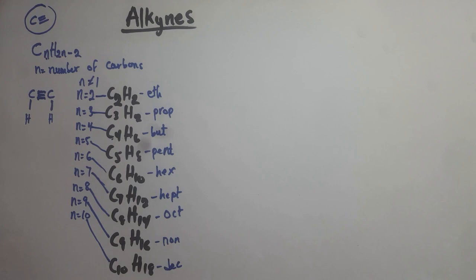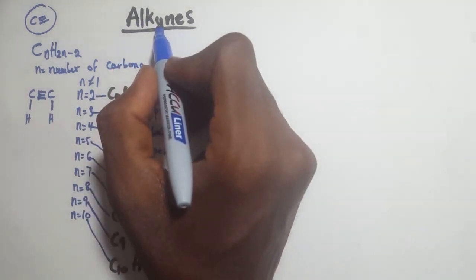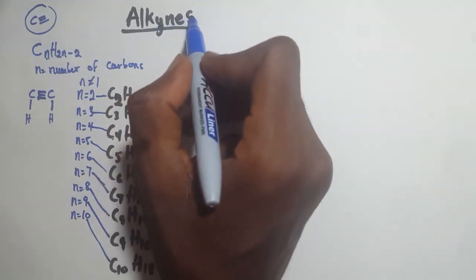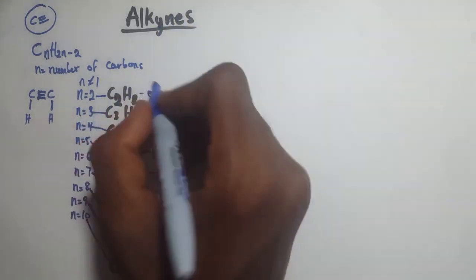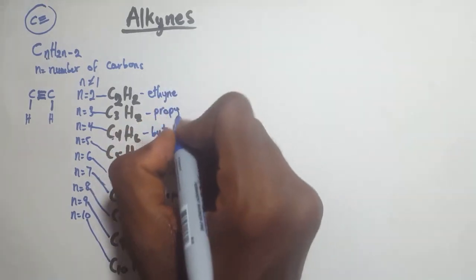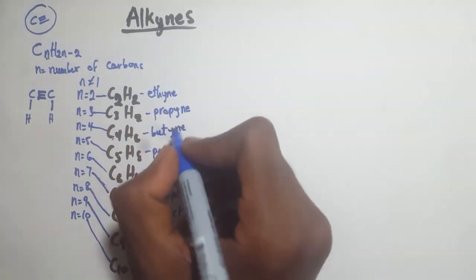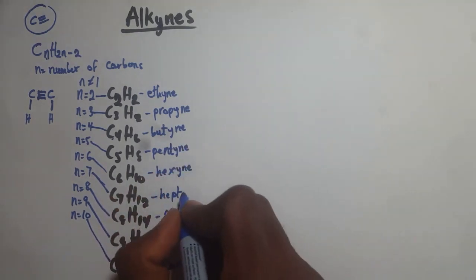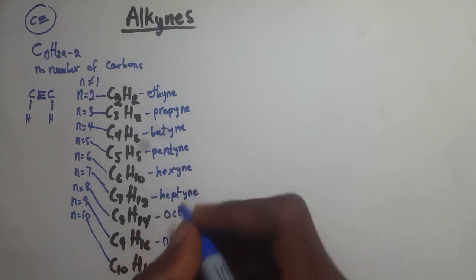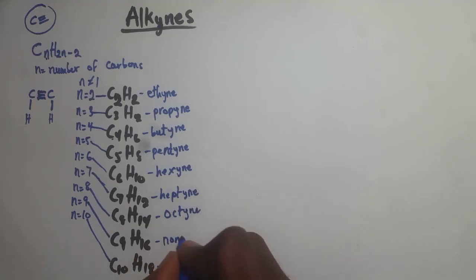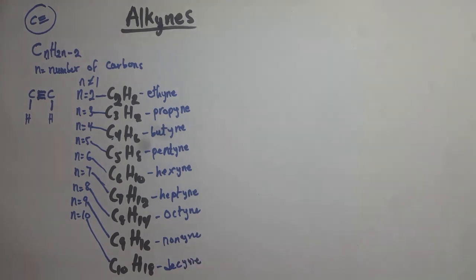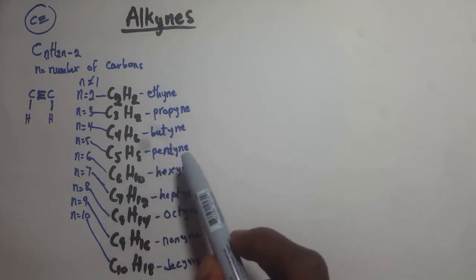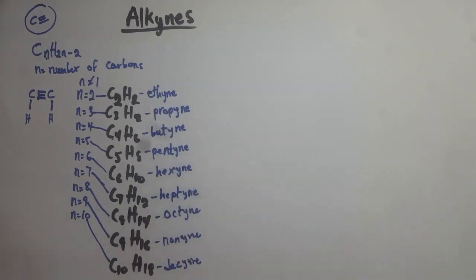The next thing you look at is the suffix of the organic compound. It ends with y and e. So this one is going to be called ethyne, propyne, butyne, pentyne. Just keep adding the y and e. Hexyne, heptyne, octyne, nonyne, then decyne. So this is the way you name simple alkynes.